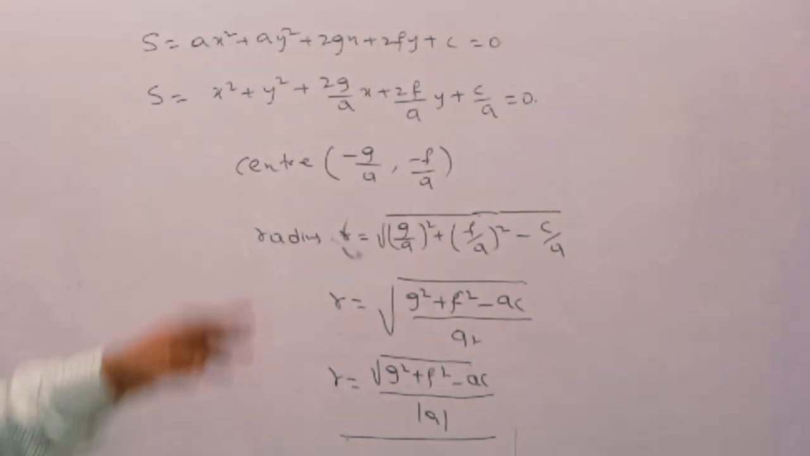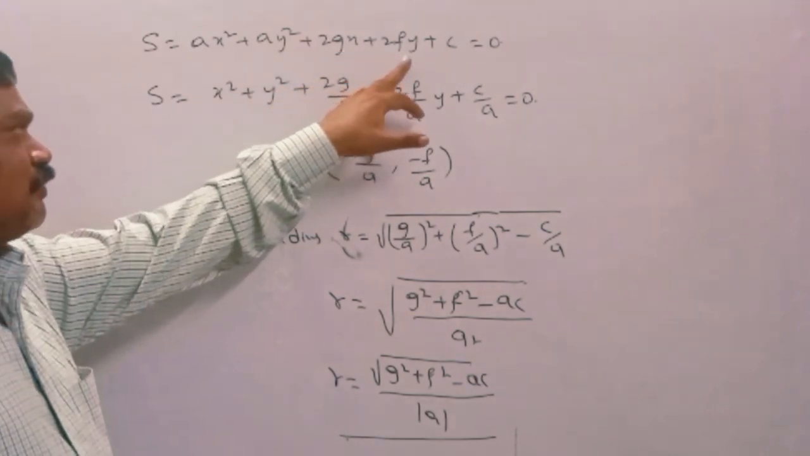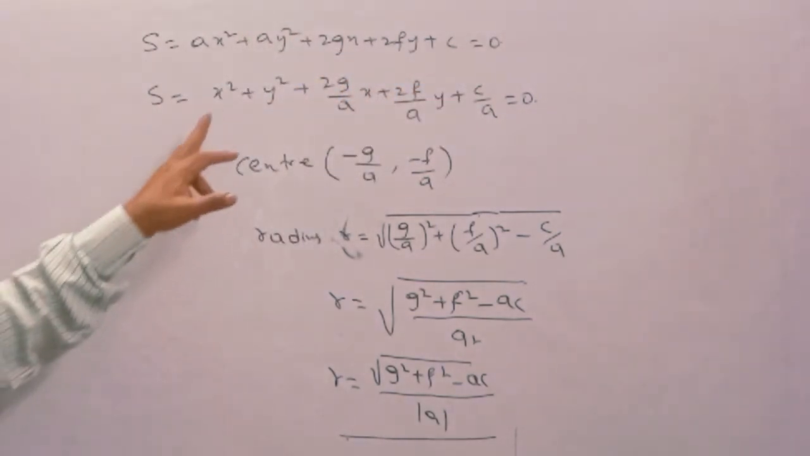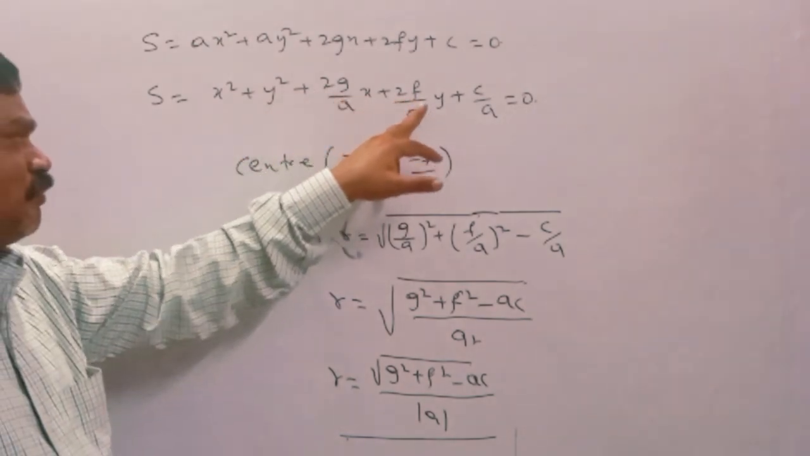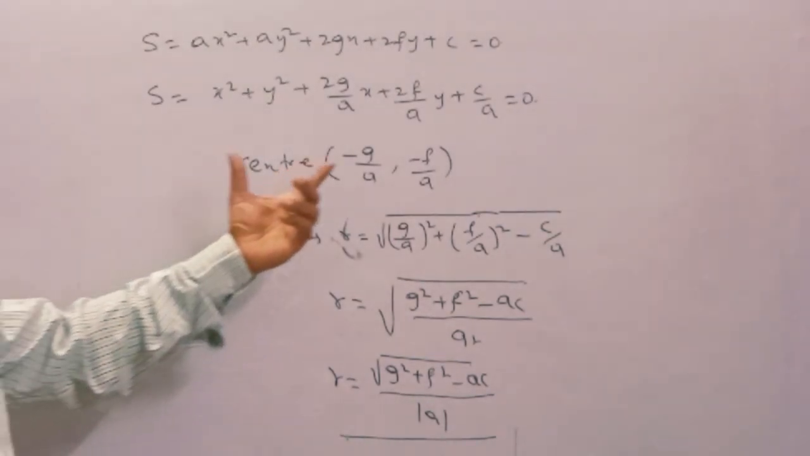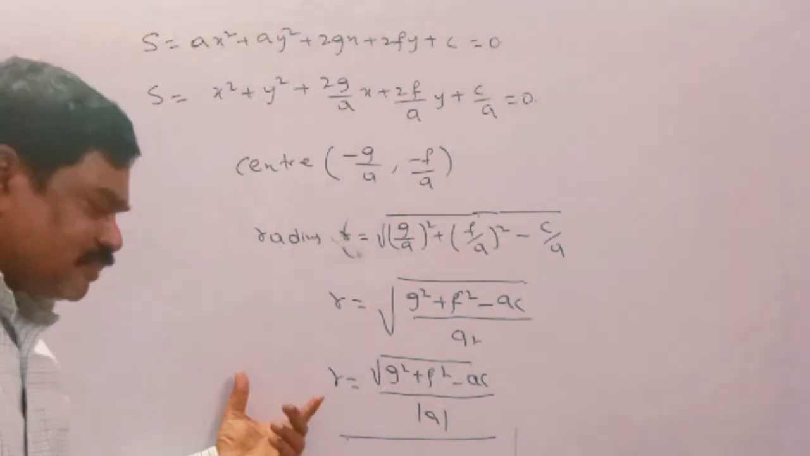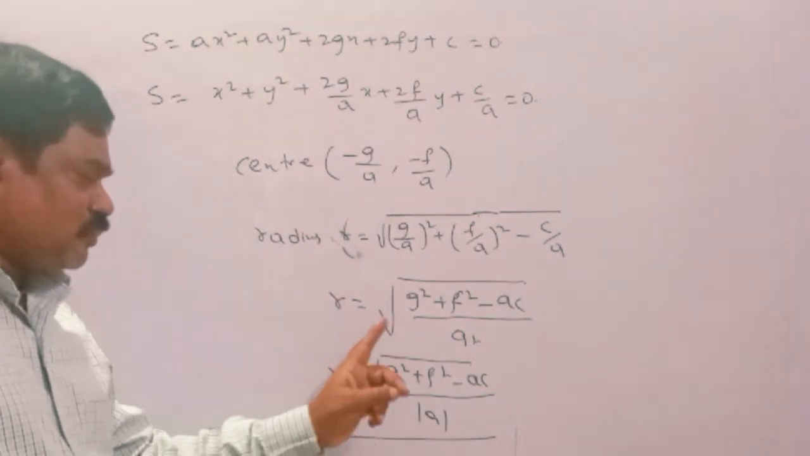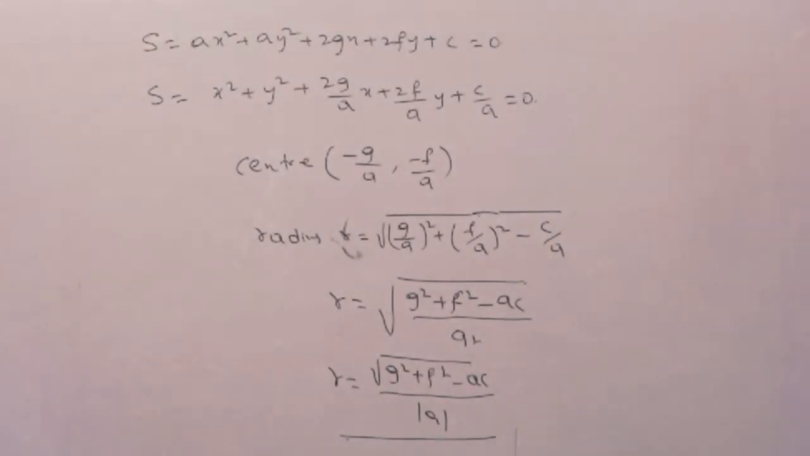So the circle is in the form of ax square plus ay square plus 2gx plus 2fy plus c equal to 0, that is x square plus y square plus 2g by a x plus 2f by a y plus c by a. What is the center of the circle? Minus g by a comma minus f by a. What is the radius of the circle? Root over g square plus f square minus ac by mod a. This is the circle equation, center of the circle and radius of the circle.